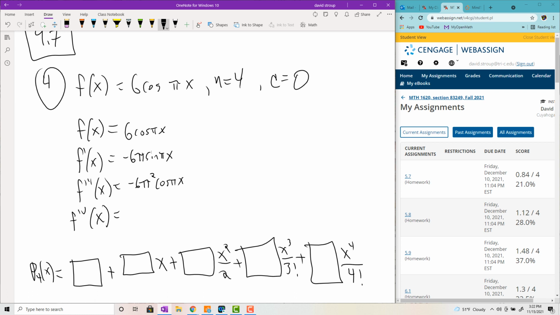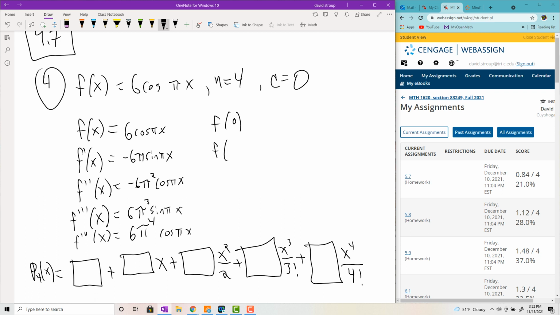Then it'll become positive because the derivative of cosine is negative sine. So positive 6 pi, now cubed, sine of pi x. And then evaluate each one of these at 0. Did I skip a derivative? I am so sorry. I did. So this is the second one, this is the third, and then I need a fourth. Okay, sorry about that. So this would be 6 pi to the 4th cosine of pi x.